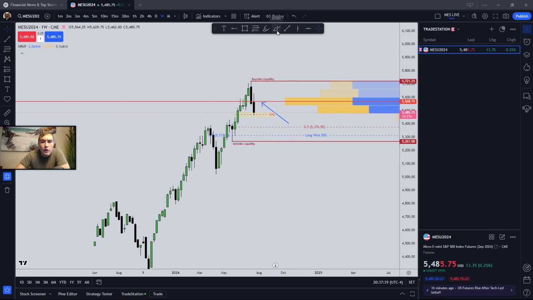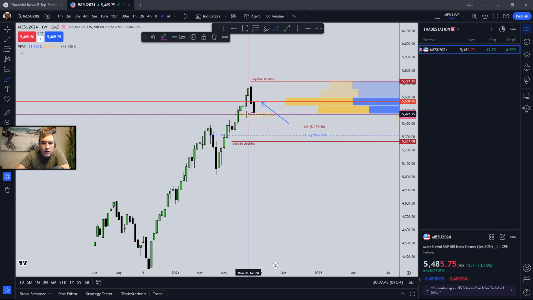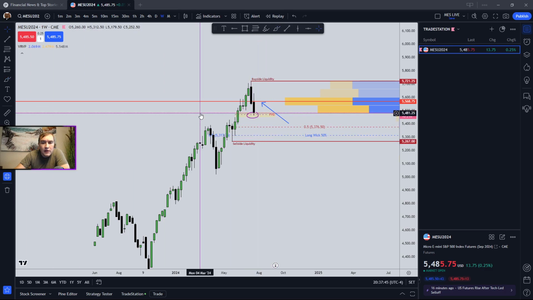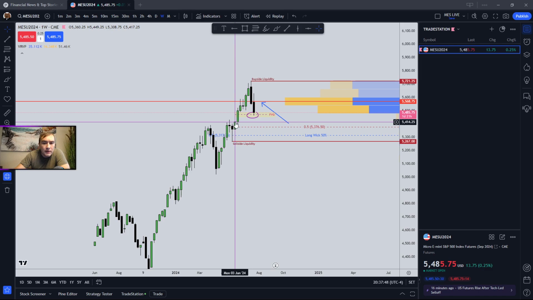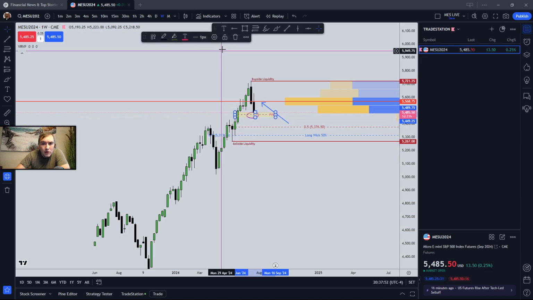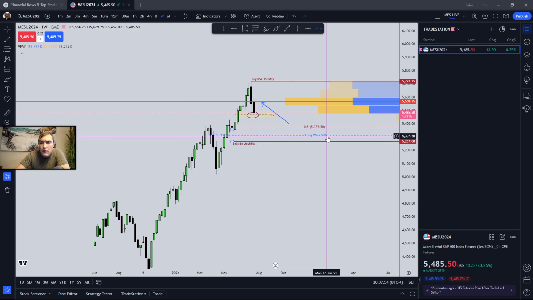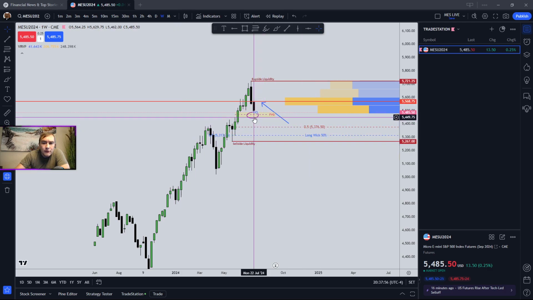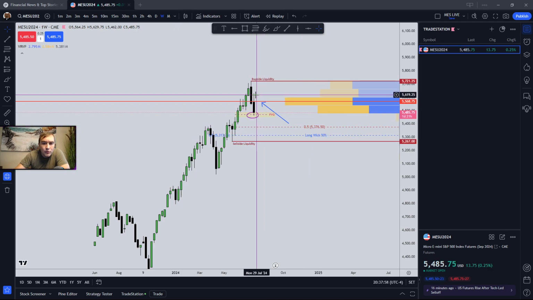From an ICT perspective, the market should be interested in coming down to the mean threshold of that order block. Also, we can see that there was something of a bounce on the fair value gap that we have between the weeks of Monday the 3rd of June and Monday the 17th of June. So we did get a market reaction off of that. Now, that's from a weekly perspective.